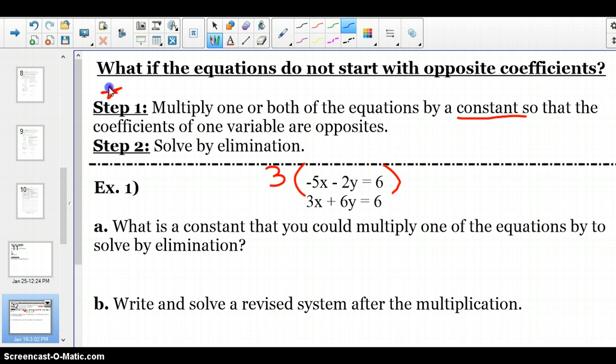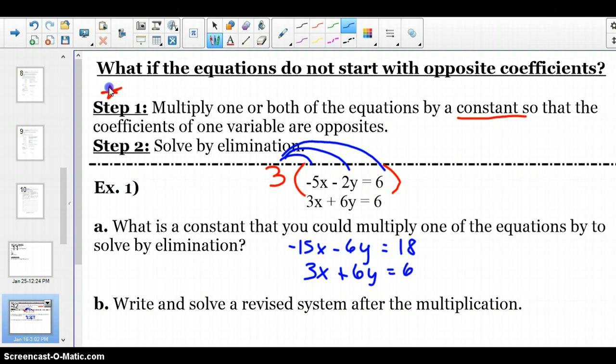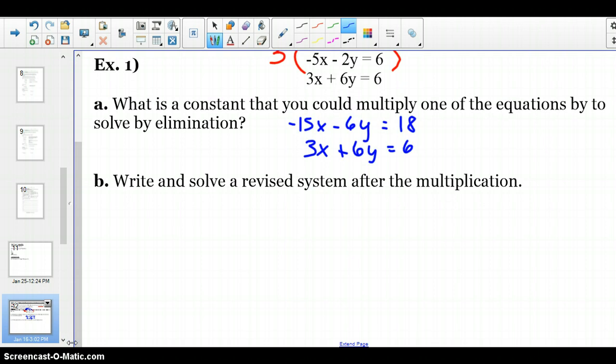Now, be careful when you multiply an equation by a constant, you have to multiply everything in that equation by that constant. So if I distribute that 3, I'm just going to write it in part A here, negative 15x minus 6y equals 18. 3 times 6 is 18. Then if I write the bottom equation underneath of it that we did not change at all, notice that your y terms both have the same coefficient, 6, and one's positive, one's negative. So that now, if I were to add these two equations, my y term would cancel.